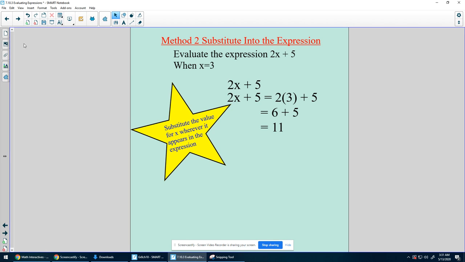We'll do one more example of that. I'll draw it out. Give it a try. 3x plus 2 when x is equal to 2. So, pause the video, give that a shot, play when you're ready.